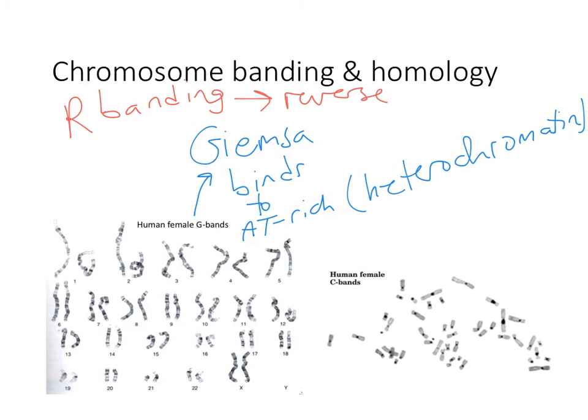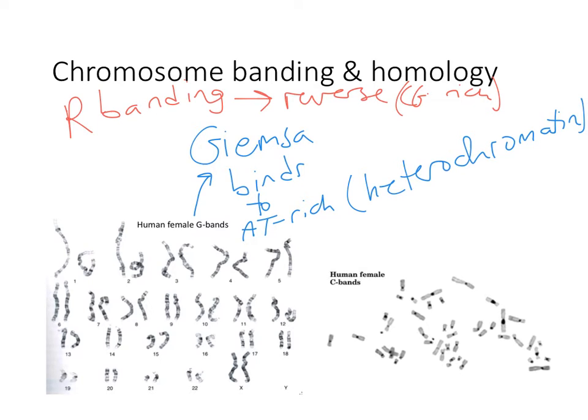That stains, what do you think? Yeah, the C's and G's. Which means that if you're looking at an R-banded chromosome, the dark regions are the gene-rich or euchromatic regions.